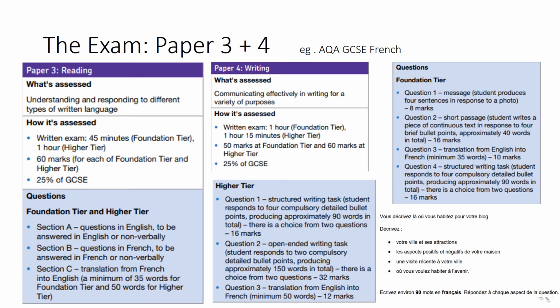As an example for a crossover question on the writing paper, this is from the 2015 specimen paper for AQA. It is as follows, and you can see in the bottom right corner. Vous décrivez là où vous habitez pour votre blog. You're describing the place that you live in for your blog, and then you're given your 4 bullet points. Décrivez votre ville et ses attractions, les aspects positifs et négatifs de votre maison, une visite récente à votre ville, où vous voulez habiter à l'avenir.